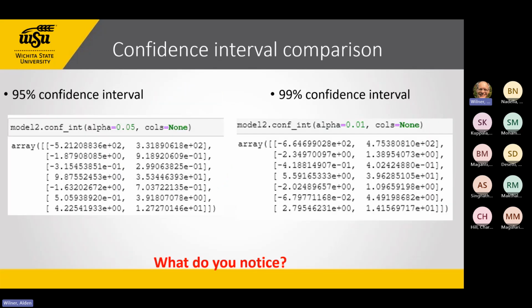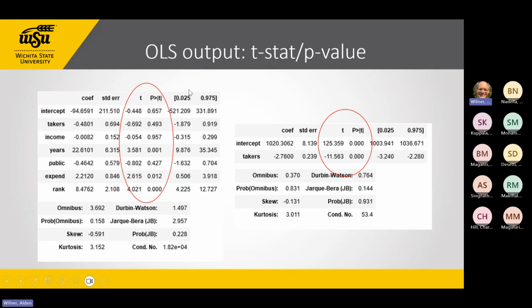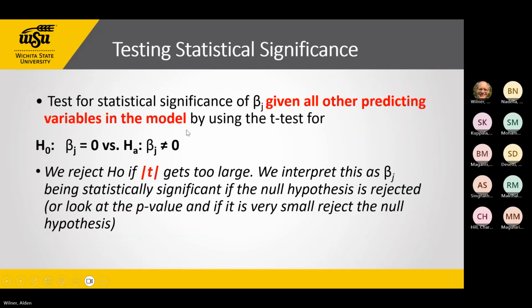Here's our p-statistics again, link back to that. Our confidence interval, you can see if we do a 95% confidence interval, which is the default for OLS in Python in pandas, we get minus 521 to 331. We already saw that up here, minus 521 to 331, right? These are just these numbers right here, expressed in scientific notation.